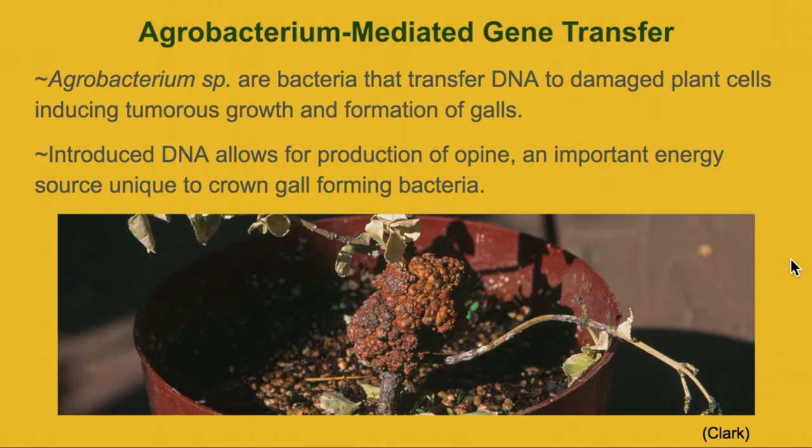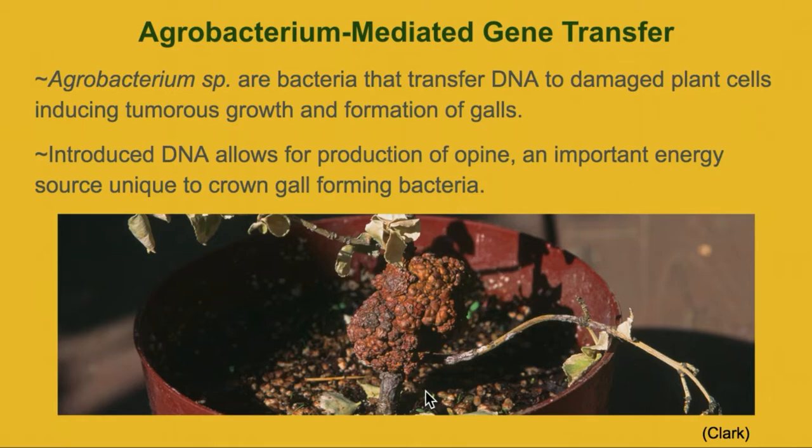In this slide, we take a look at Agrobacterium-mediated gene transfer. This is one of the first ways that geneticists were able to input foreign DNA into the genome of the plant that they were trying to modify. In this case, they noticed that Agrobacterium was responsible for the formation of what's called a crown gall, or this tumorous growth here at the root crown of the plant.